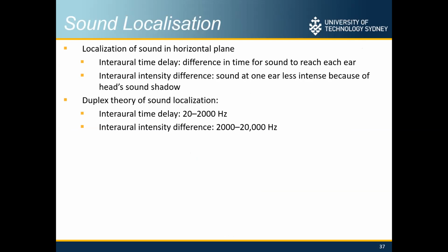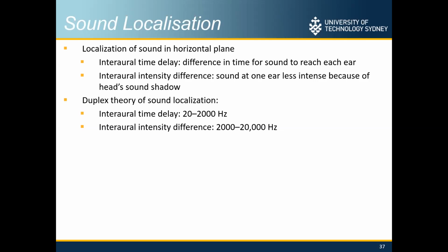So far in this lecture, we've addressed how we discriminate between different sound frequencies. The question now is, how do we determine the location of the sound? Well, this is done in two ways. Different processes are implemented for localizing sound in the horizontal and the vertical plane. Within the horizontal plane, sound is localized by processing interaural time delay and interaural intensity difference.